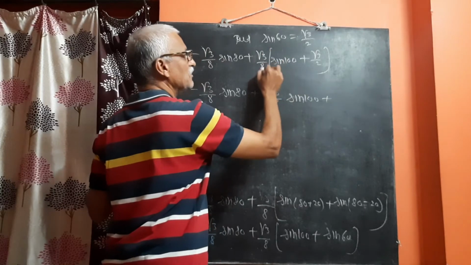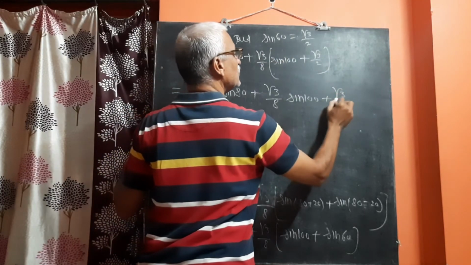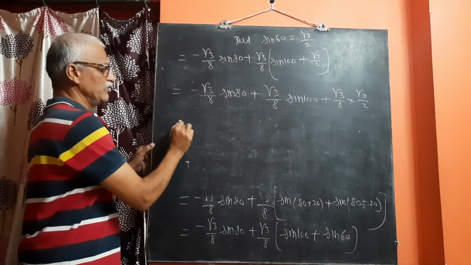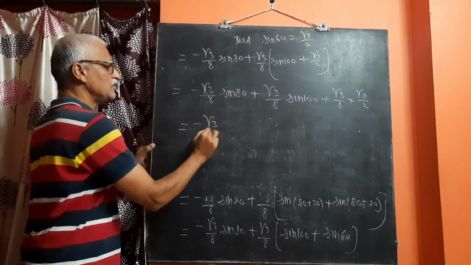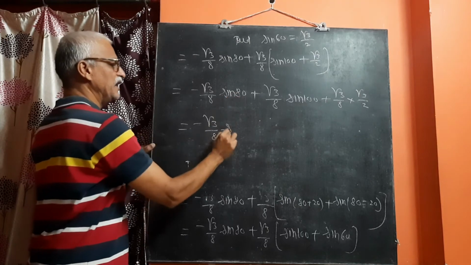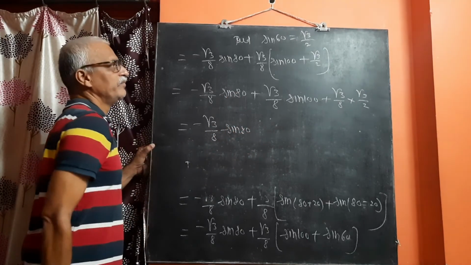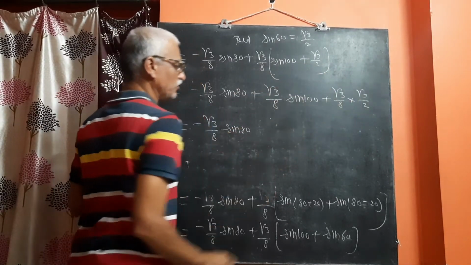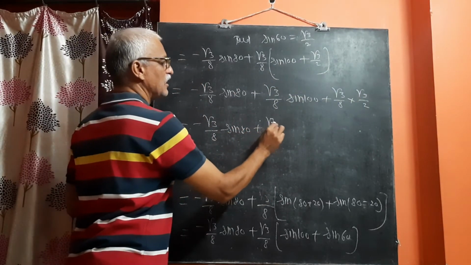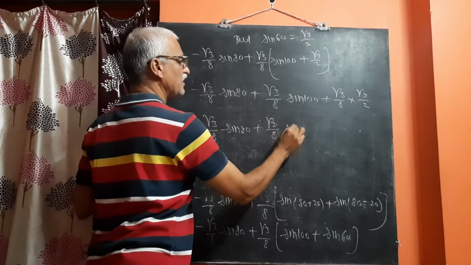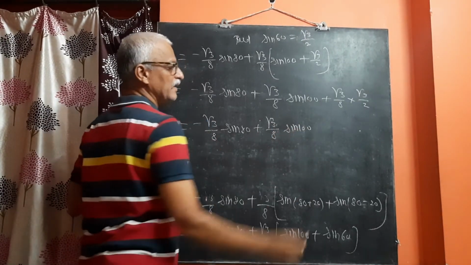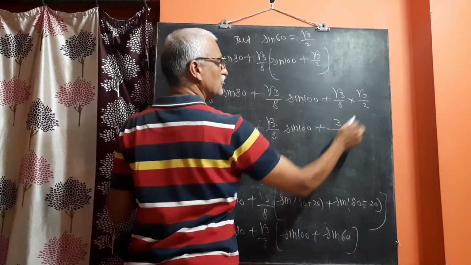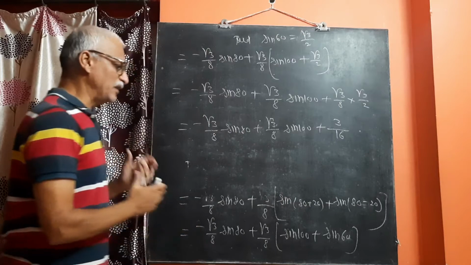Plus root 3 by 8 into this term, that will be root 3 by 8 into root 3 by 2, which can be written as minus root 3 by 8 sin 80 plus root 3 by 8 sin 100 plus root 3 into root 3, that will be 3, 8 into 2, that will be 16, so that will be 3 by 16.